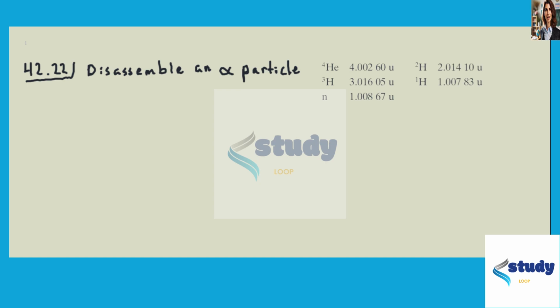42.22, we want to take an alpha particle apart, maybe with some very small tweezers or something. And so we want to find the amount of work to do each of these steps, and then talk about the binding energy of the entire alpha particle and per nucleon, and then compare whether that corresponds to any of the steps needed to disassemble the alpha particle.